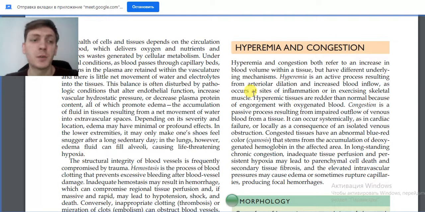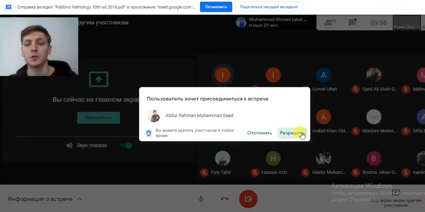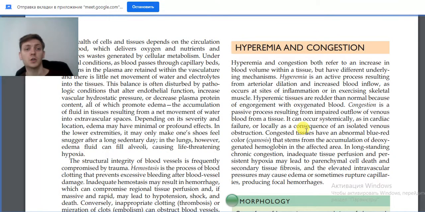A hyperemic area of the body, so hyperemic tissue, will be much more reddish in color, and a little bit swollen, but not too much, and it possesses a high temperature on the surface of that organ. Once again, hyperemia is caused by increased workload, and secondly by inflammation. In both of these causes, we need a higher blood circulation in this area, which also causes changes in tissue.